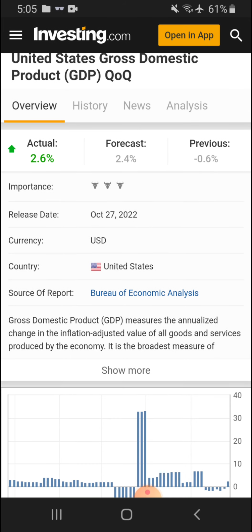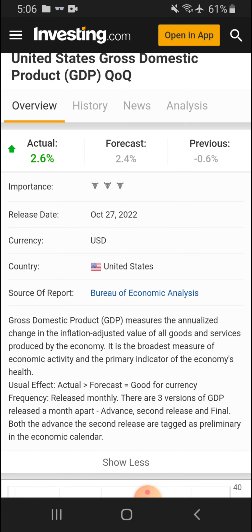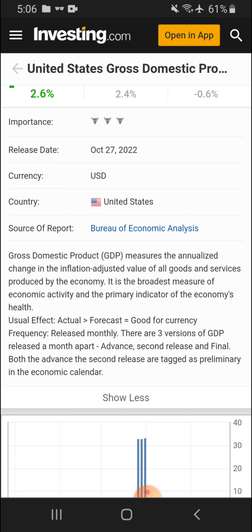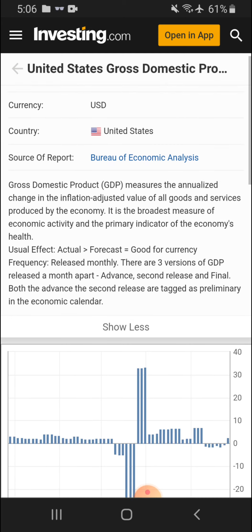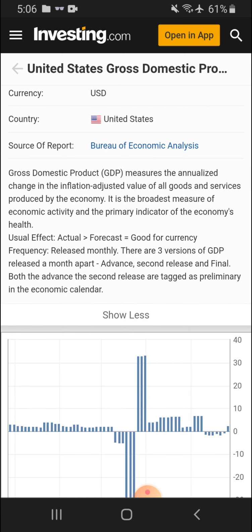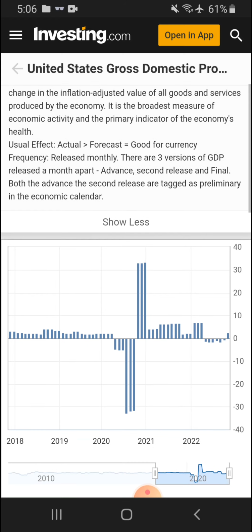Gross domestic product, GDP, measures the annualized change in the inflation adjusted value of all goods and services produced by the economy. It is a broad measure of economic activity and the primary indicator of the economy's health. Usual effect: actual greater than forecast is good for the currency. There are 3 versions of GDP. We can skip that.